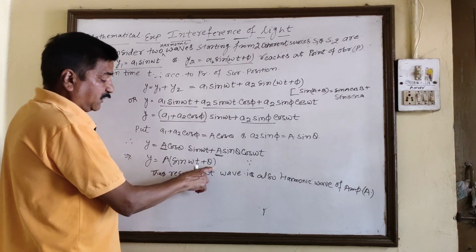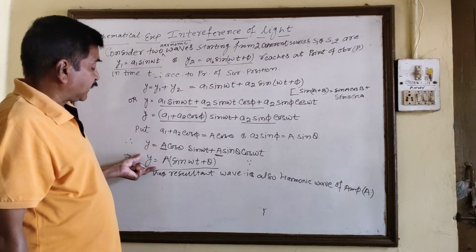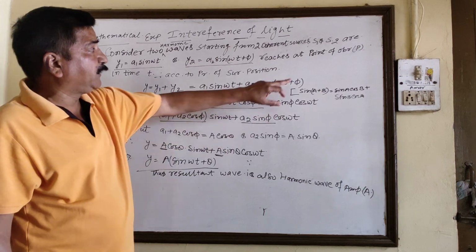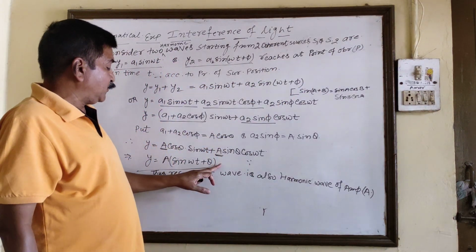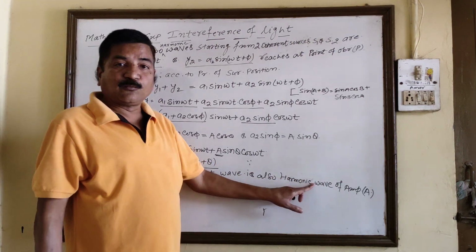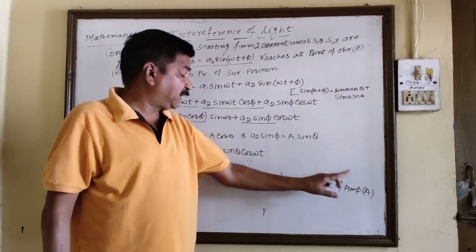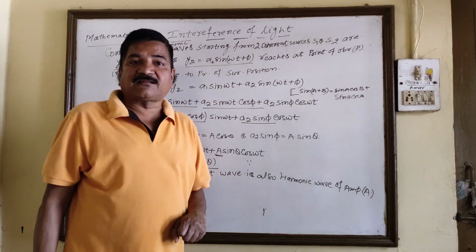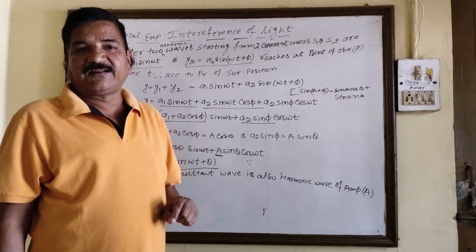This sin(omega t plus theta) is the equation of the resultant wave which is superimposing at the point of observation P. Right? From this equation you conclude that the resultant wave is also a harmonic wave whose amplitude is A, that is capital A. Now we will further calculate the value of the amplitude of the resulting wave.